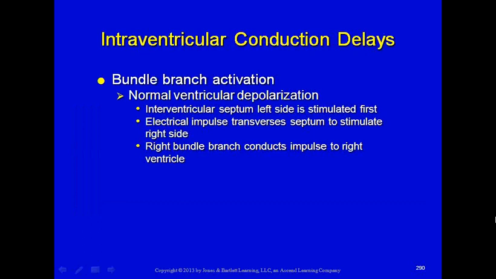Bundle branch activation. Normal ventricular depolarization occurs in the septum, because that's where the bundle branches lie. Remember, when that impulse leaves the AV node and travels down the bundle of His, it goes into the left bundle branch first, and then the electricity traveling down that left bundle stimulates the right side as well, and then the right bundle branch conducts impulses to the right ventricle. So we can have what's called a bundle branch block.